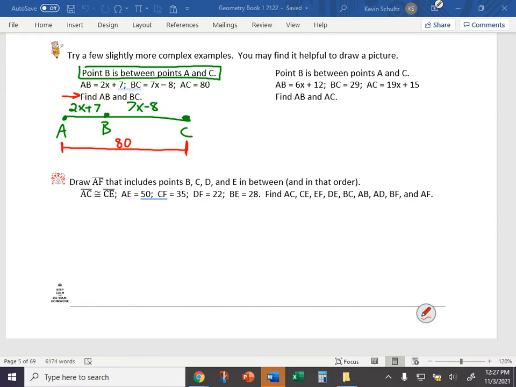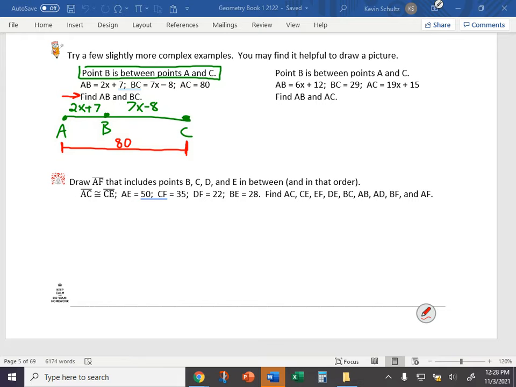What equation can we set up here that's going to allow us to solve for AB and BC, really just using the properties of the segment addition postulate? Well, we don't know for sure that 2x plus 7 is equal to 7x minus 8, because like I said, we don't know if point B is in the middle. All it says is it's between. If it said in the middle of A and C, then yes, we could say those two sections were equal, but we don't know that. So what can we set up instead?